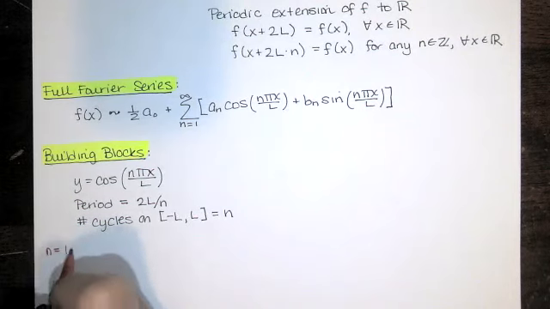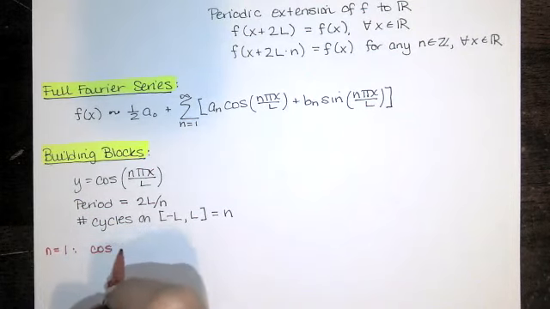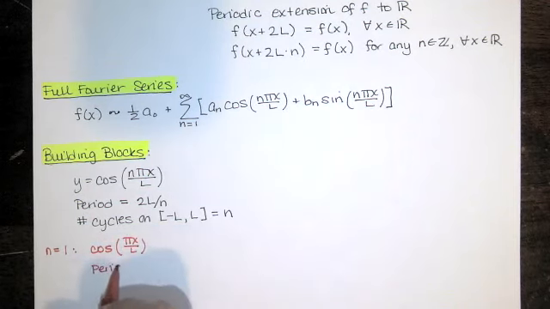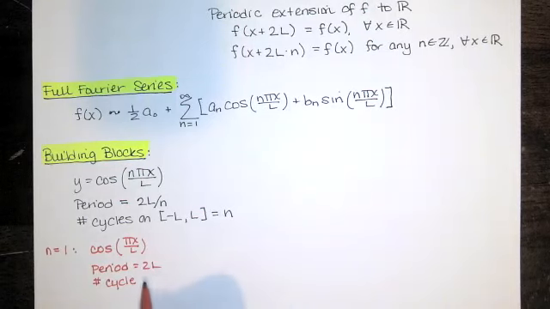So let's look at what we get when n equals 1. We've got cosine of pi x over L. This is a function with a period of 2L, and you're going to see one cosine wave, or one cycle, on the interval from negative L to L. So when n equals 1, we get one cosine wave on that interval.